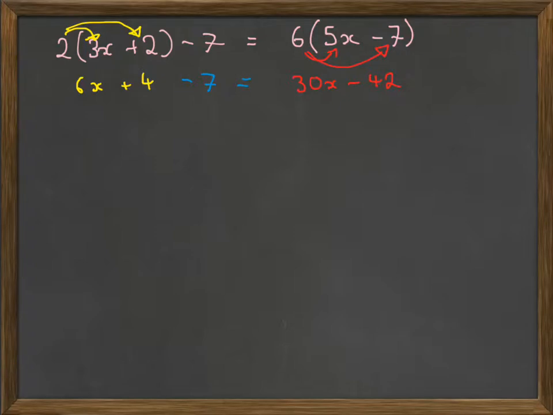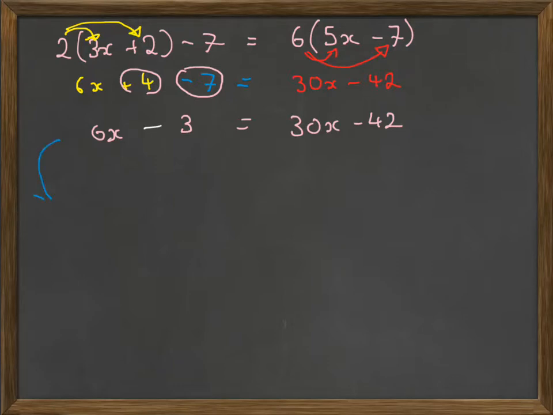Okay, next. I can combine the plus 4 and minus 7. Okay, so I keep the 6x there, and 4 minus 7, that should be minus 3. I'm just going to change that now. Yeah, so 6x minus 3, and the right hand side stays the same, so 30x minus 42. So what I'm going to do now, well, I could take away 6x from both sides, and if I take away 6x from the left hand side, I'm just left with that minus 3. Take away 6x from the right hand side, I get 24x minus 42.